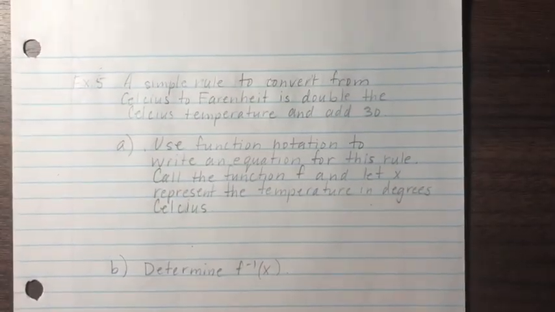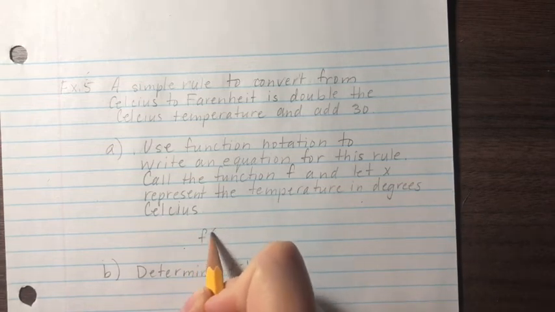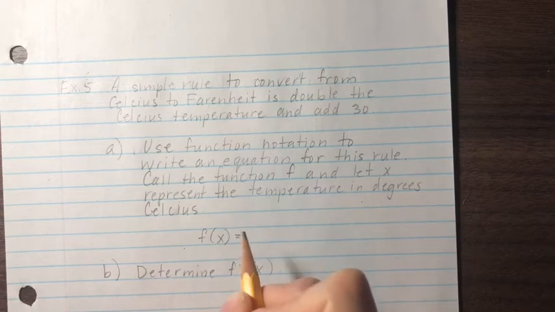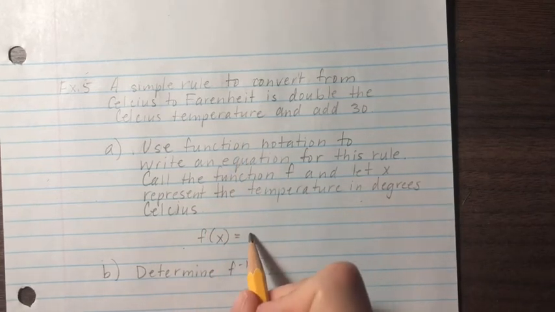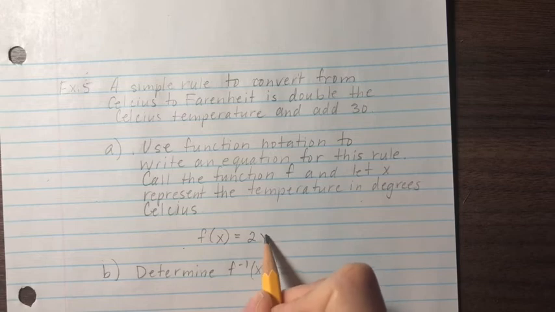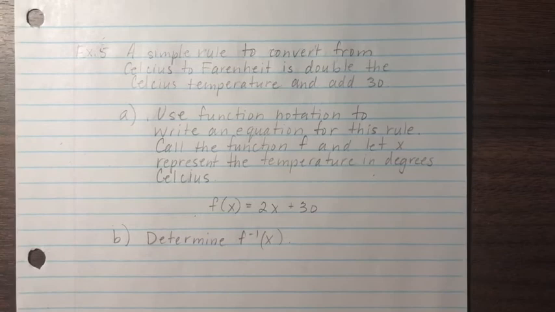Okay, now the last example, example 5. It says a simple rule to convert from Celsius to Fahrenheit is double the Celsius temperature and add 30. It says use function notation to write an equation for this rule. Call the function f and let x represent the temperature in degrees Celsius. So I'm going to call f(x), where x is the temperature in degrees Celsius. And what do I have to do to that temperature? I'm going to double it. So I'm going to write it as 2 times x, and then I'm going to add 30. So part A is done.